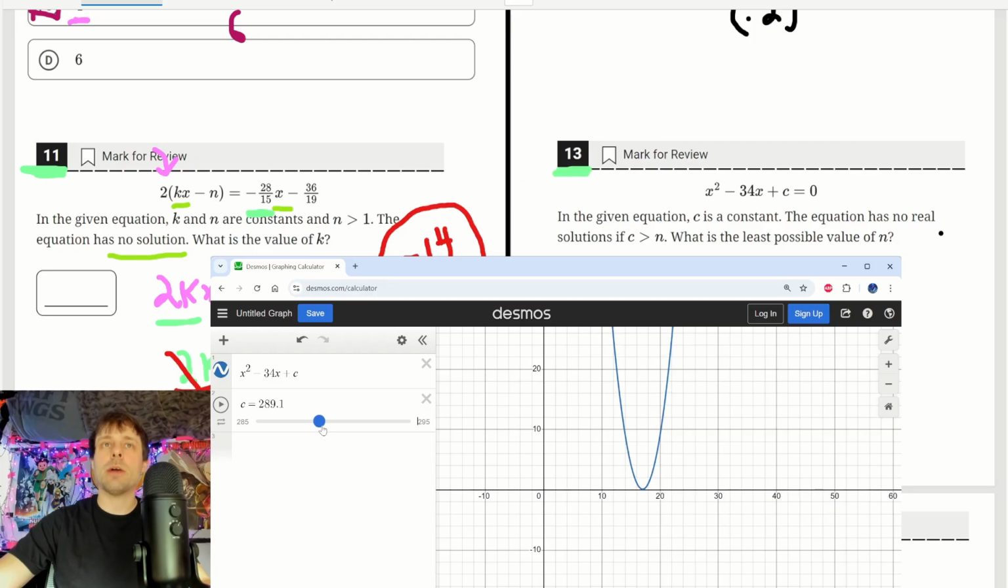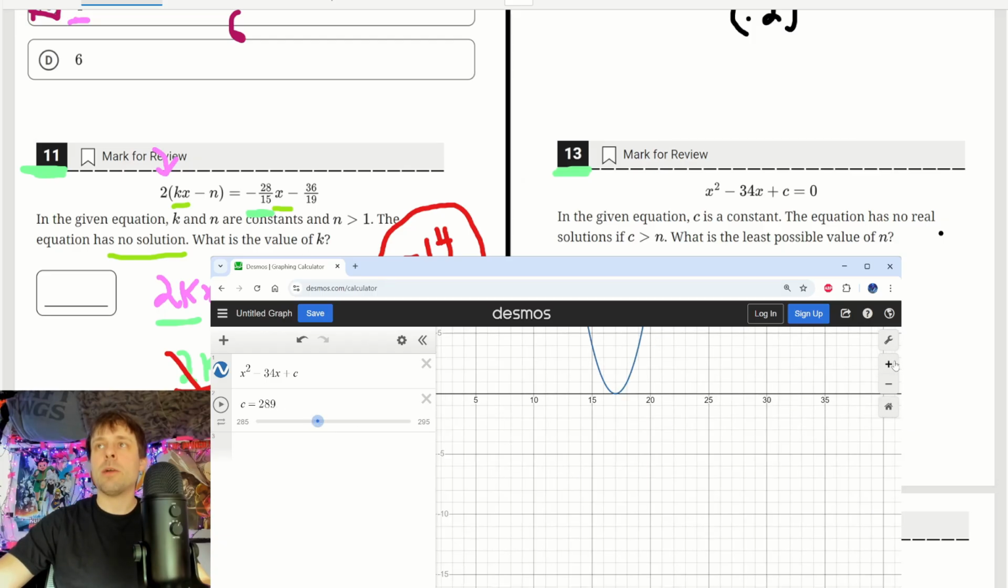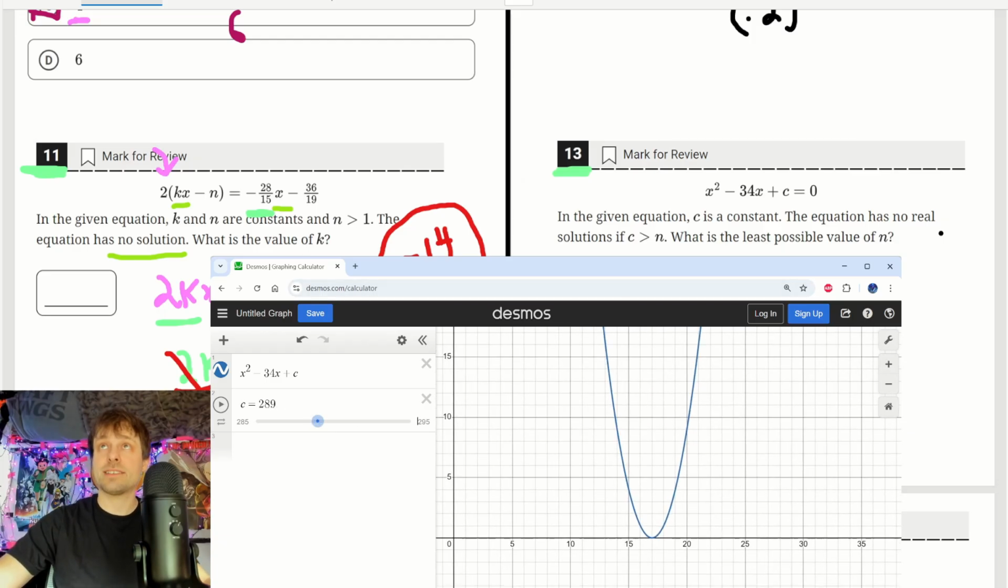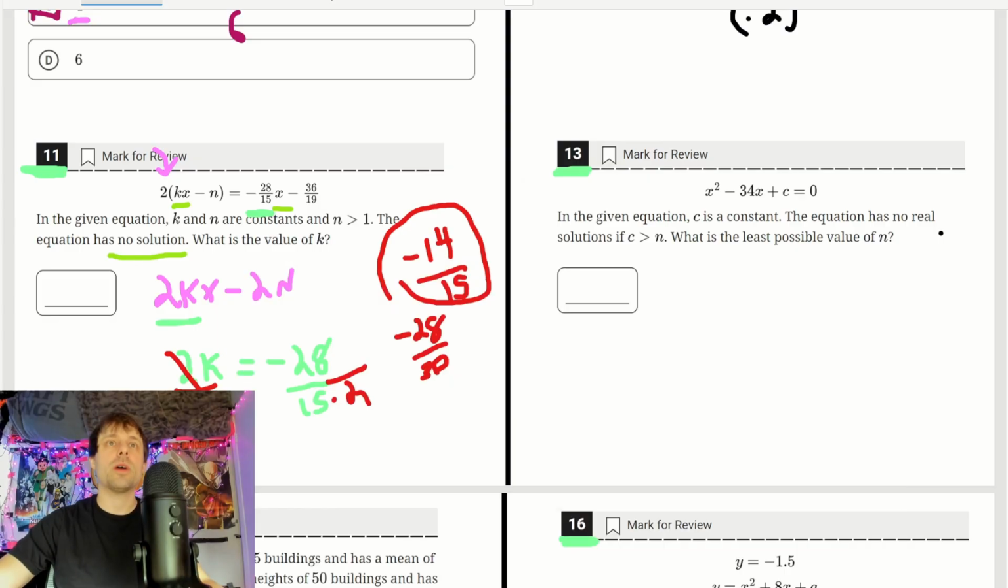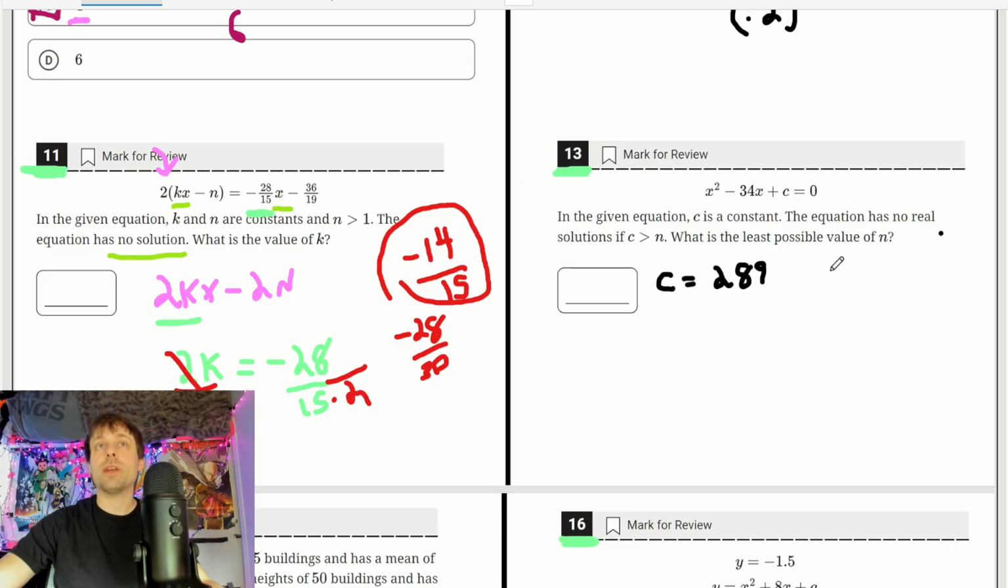So some values that I would want here are, I want to know when I'm on the x-axis, because that's going to be how many solutions? 1. So I know that when c is equal to 289, this is just good practice, we would have one solution.